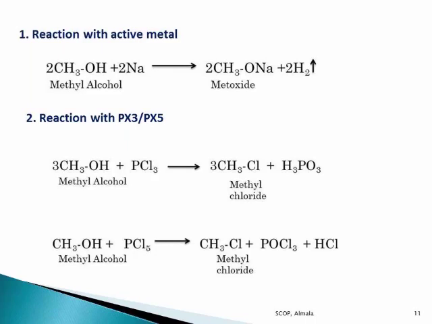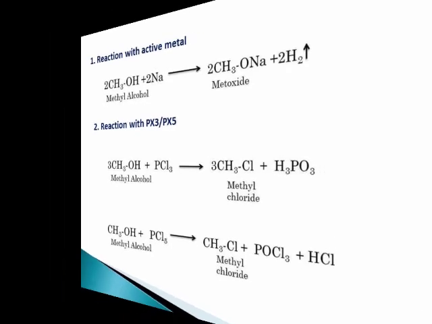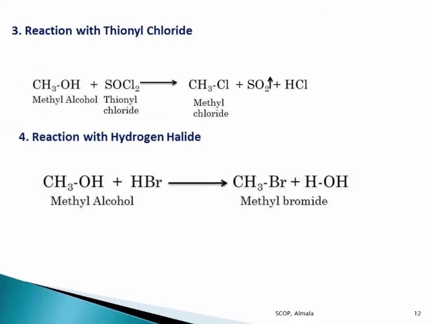For example, methyl alcohol when treated with phosphorus trichloride gives methyl chloride along with phosphorous acid, while methanol when treated with phosphorus pentachloride gives methyl chloride along with POCl3 and HCl. Reaction with thionyl chloride. Alcohol when reacted with SOCl2 gives alkyl halide. For example, methyl alcohol when treated with thionyl chloride gives methyl chloride.